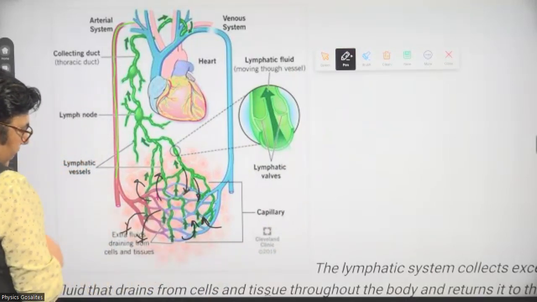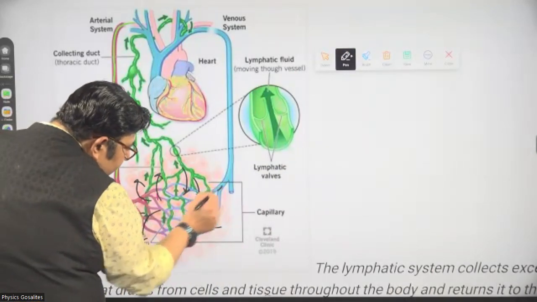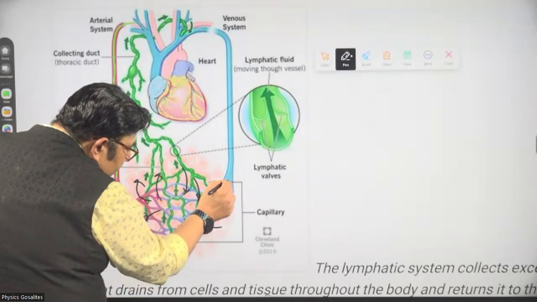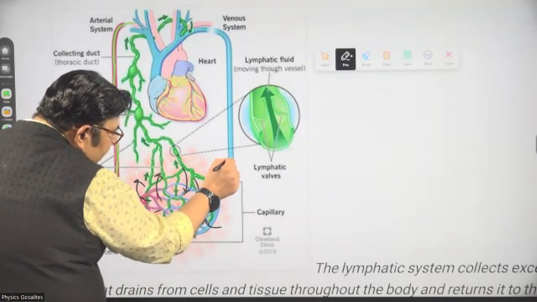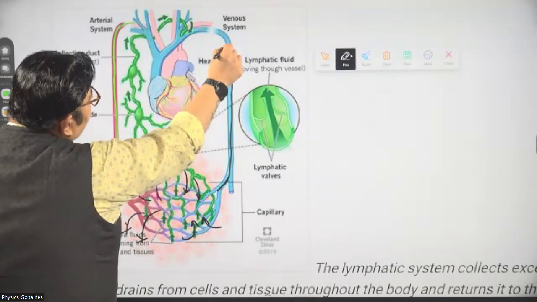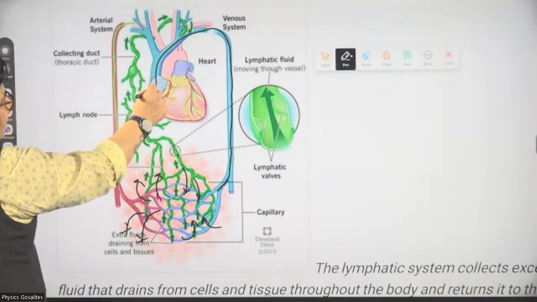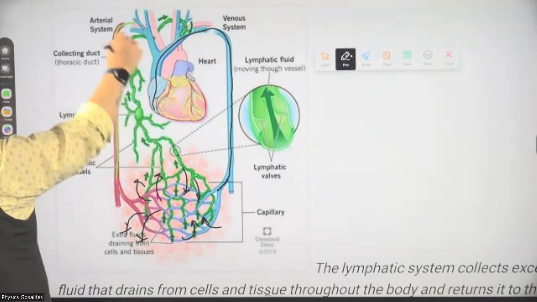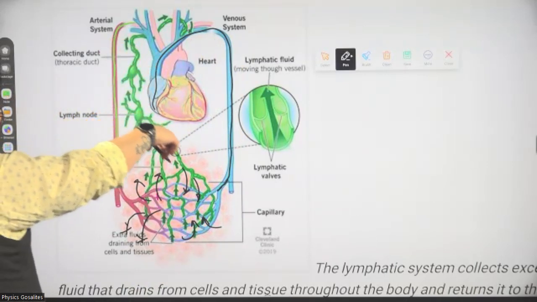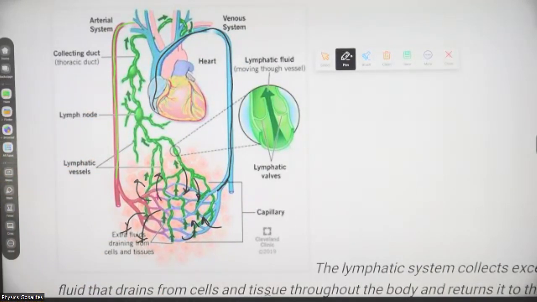Okay, so when it returns back to the capillaries, it is again part of the venule. This vessel is called a venule, then small vein, and ultimately the large veins in the body, and eventually it is returned to the right side of the heart. Then it goes to the lungs for oxygenation, comes back to the left side of the heart, and from the left side it is pumped out again into the arterial system.